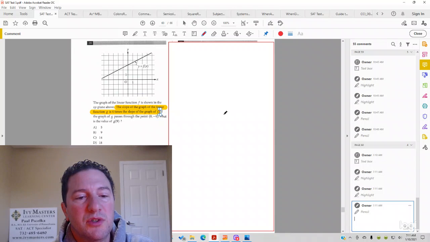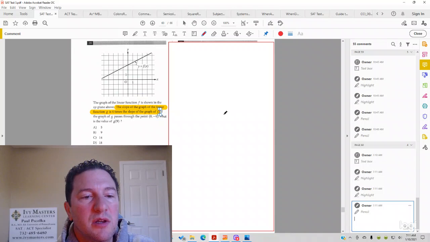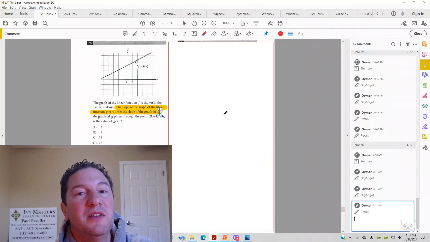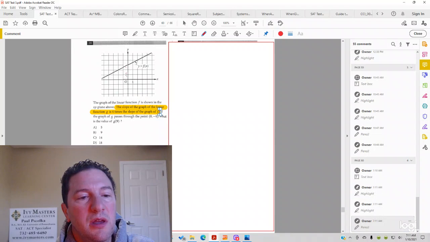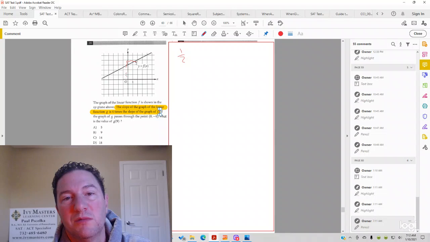So first, we need the slope of this graph, which is line f. So remember that slope is rise over run. If we look at the y-intercept, which looks like it's 1, 2, 3, and we go up 1, and then we go to the right 1, 2. So the rise is 1, the run is 2. The slope is 1/2.